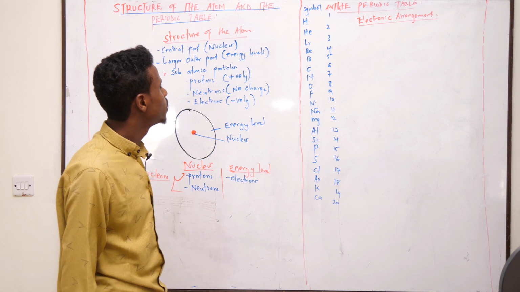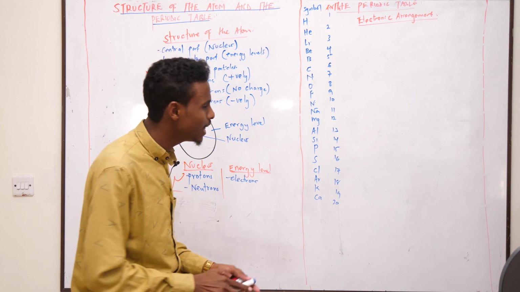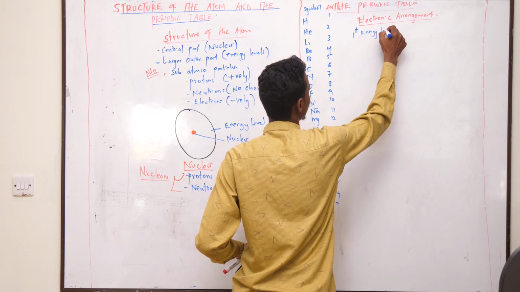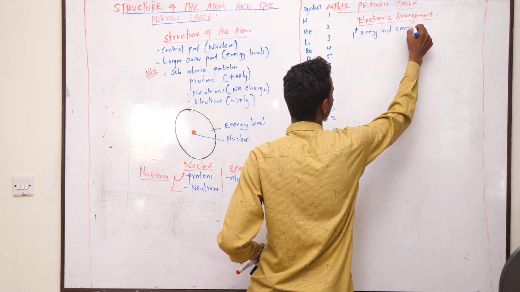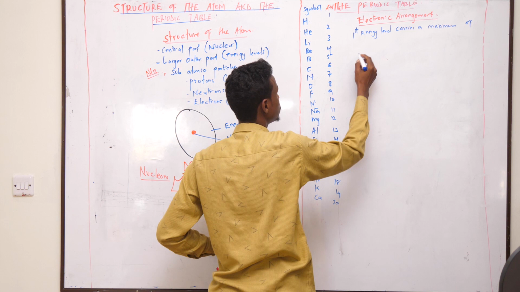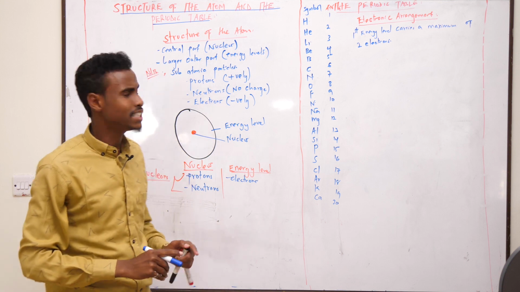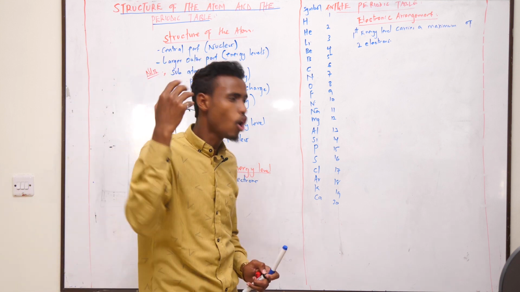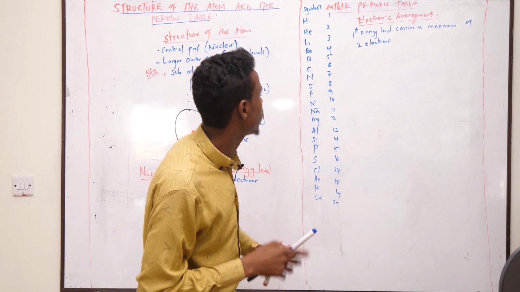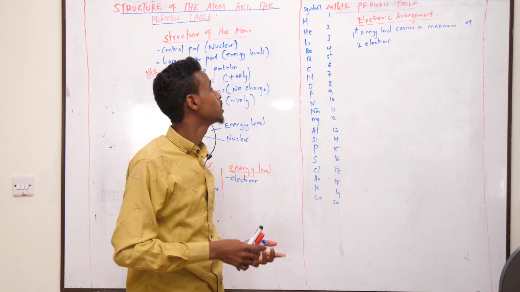For instance, the first thing that you need to know is that in electronic arrangement, the first energy level carries a maximum of 2 electrons. What does that mean? The first energy level after the nucleus can hold only a maximum of 2 electrons. And therefore, if there is an additional electron, that has to develop another energy level. Very important.